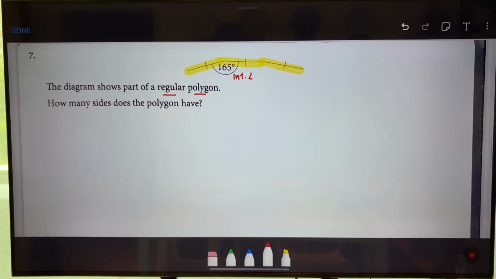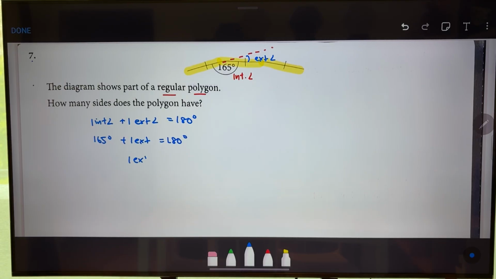So can we find one exterior angle? Yes? Okay. So this is the interior angle. The exterior angle is the one that is outside. If we were to extend this line, this one will give us the exterior angle. So based on one interior angle plus one exterior angle equals 180 degrees, if the interior is already 165, therefore one exterior angle equals 180 degrees minus 165, and that will give us 15 degrees.